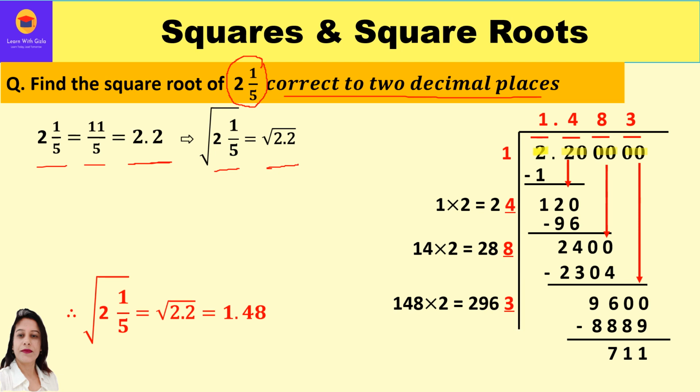We have to think of the largest number such that whose square is less than or equal to 1. So let me take 1. 1 into 1 is 1, right? We cannot take 2 over here. 2 into 2 becomes 4, which is greater than 2. So we will stick at 1. So 2 minus 1 is 1, right? Now bring down the next period, that is 20.